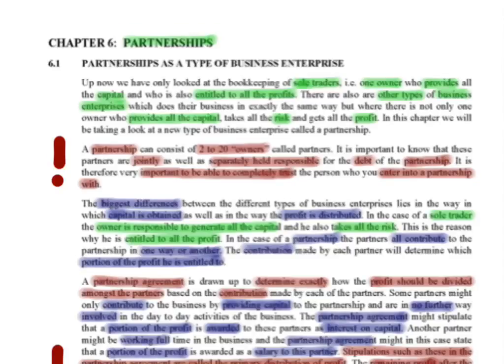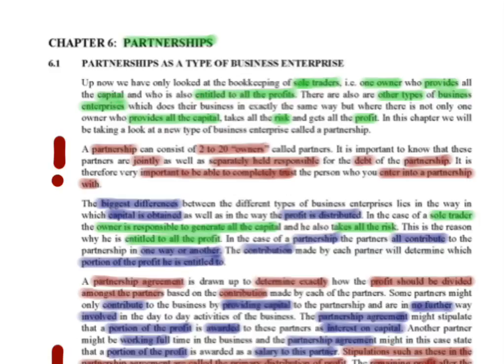Chapter 6. The first module that we will be doing in grade 11 term 2 is partnerships, partnerships as a type of business enterprise. Up until now we have only looked at the bookkeeping of a sole trader. That's also the simplest way of bookkeeping, because we only have one owner who provides all of the capital and therefore is entitled to all of the profits.